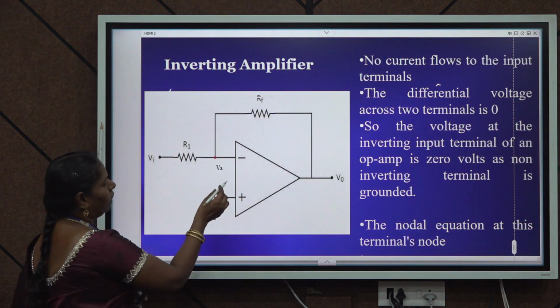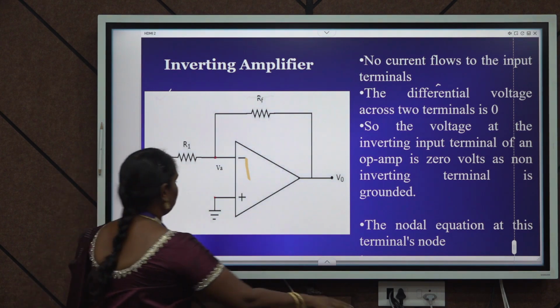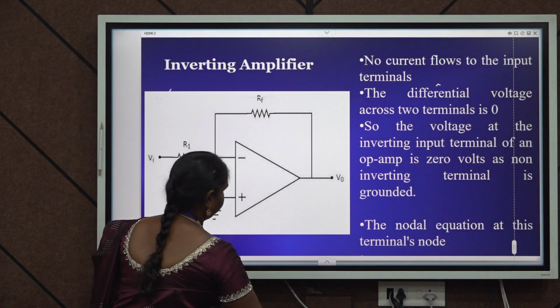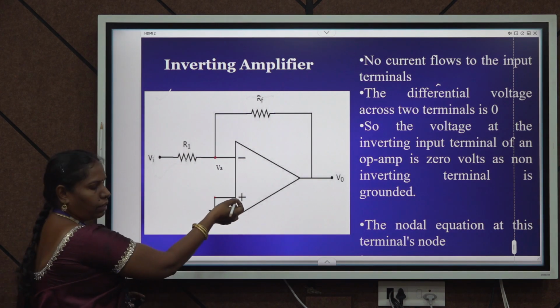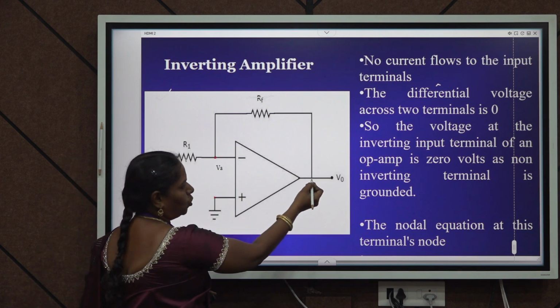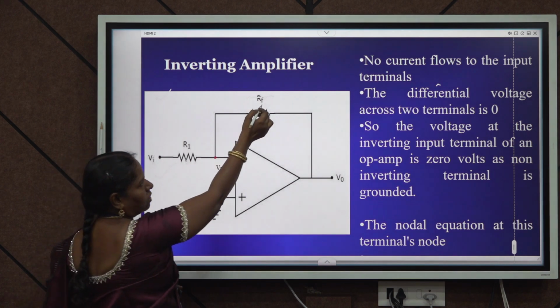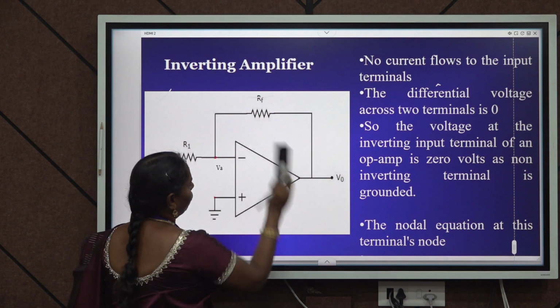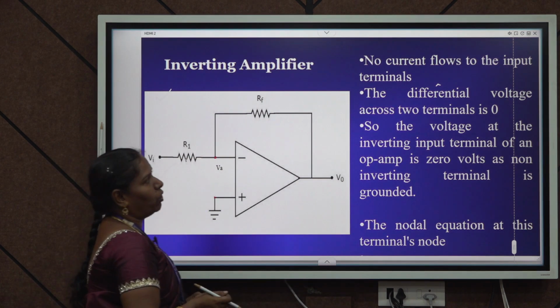Regarding the circuit diagram, this is the operational amplifier with the input given to the negative terminal through the resistor Ri, and the non-inverting terminal is grounded. Part of the output is taken and fed to the inverting terminal through the feedback resistor Rf. So, this is the circuit diagram for the inverting amplifier.